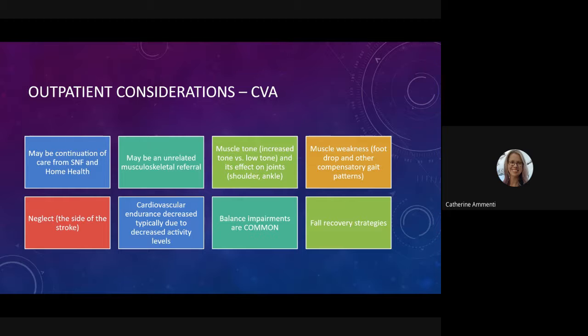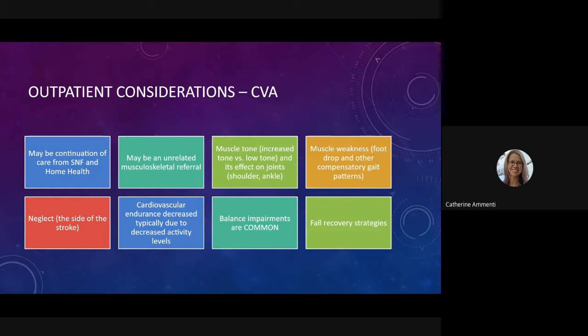Patients who have had a cerebral vascular accident or a stroke, they may come into outpatient physical therapy as a continuation of the care that they received in a skilled nursing facility or from home health. They may actually be coming in for an unrelated musculoskeletal referral. So just because they have an ankle sprain now, it may or may not be related to the fact that they've had a CVA in the past.